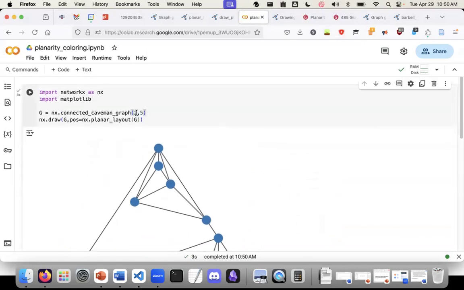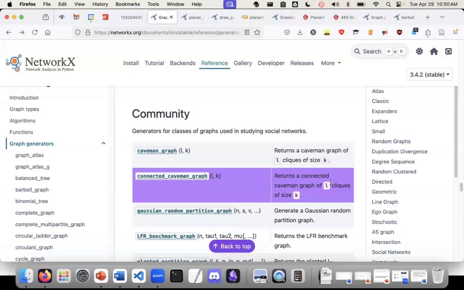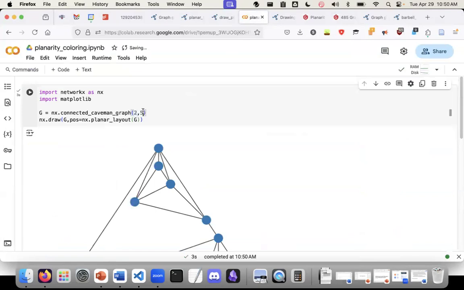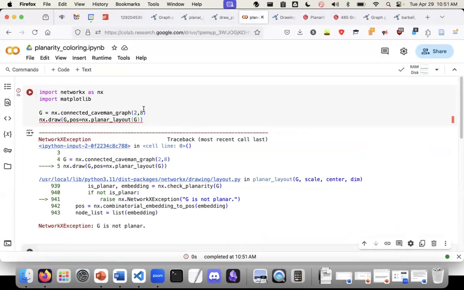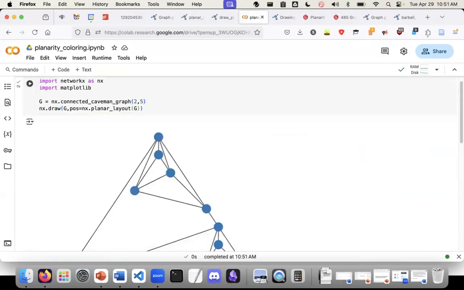But I believe, so what's the caveman graph give us? L cliques of size K. So if I give it something that I know is not planar, then it'll raise an exception. But if it is planar, then we can draw it like that.